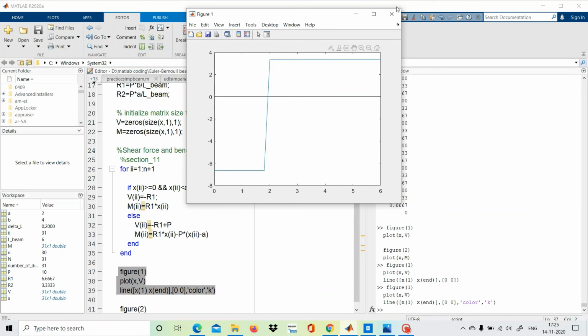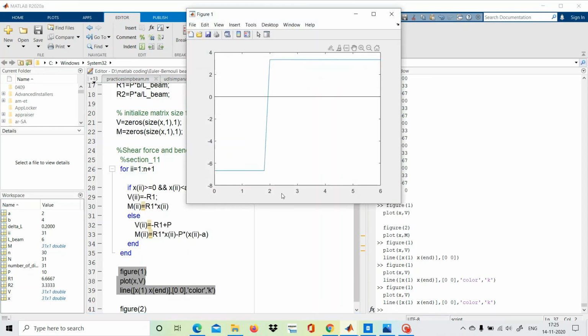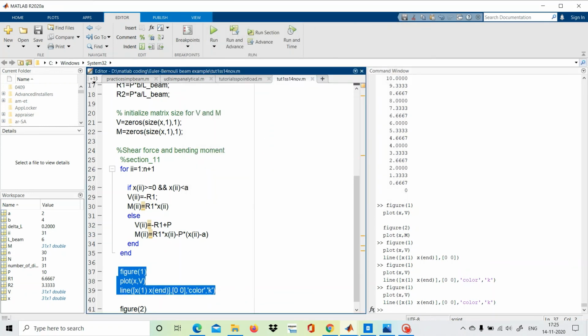Now what more do we want? We also want to show one thing again. We have to join this part also and this part also. So let's write how we will join that. Let us just copy it, Control C, Control V.